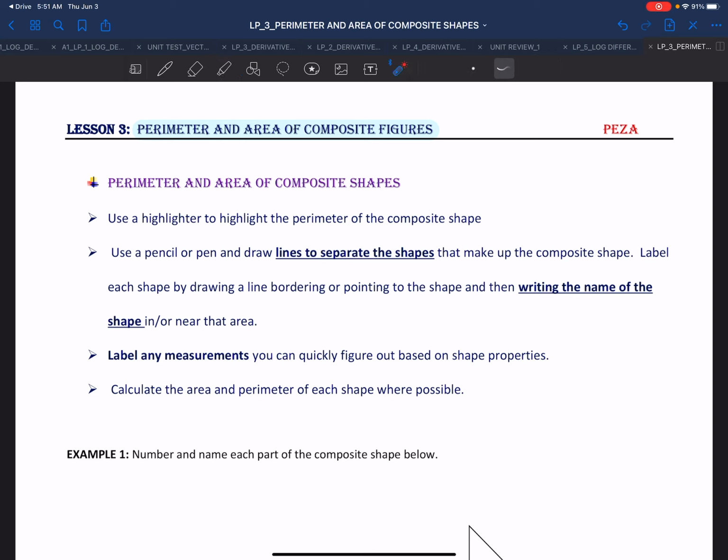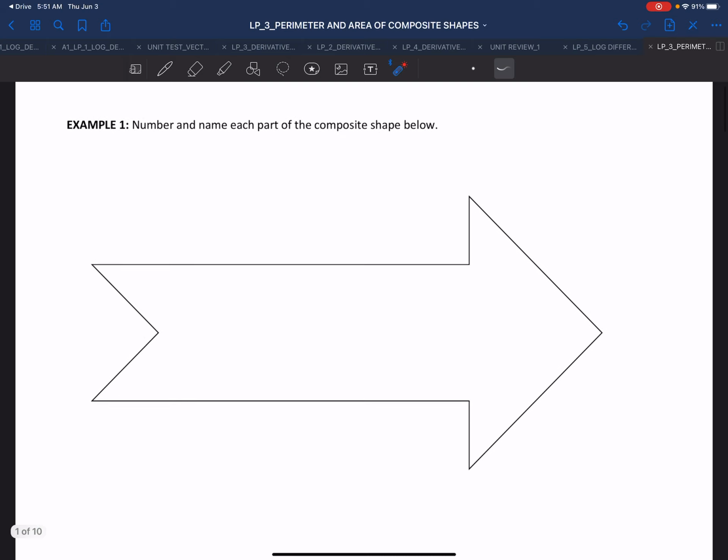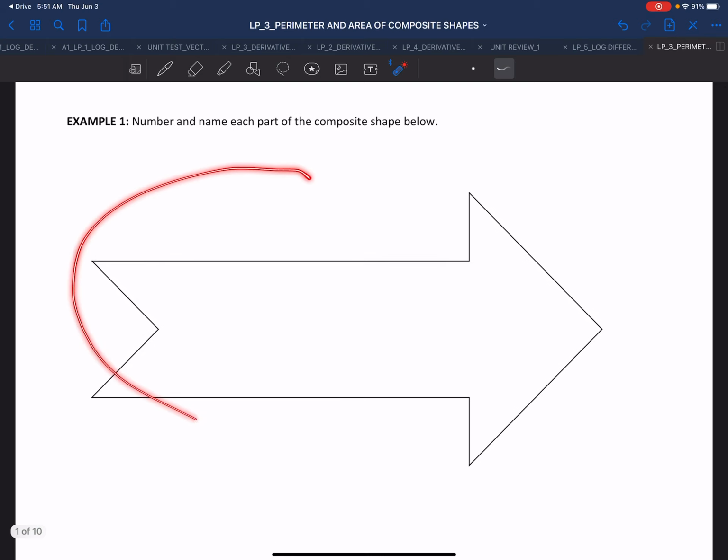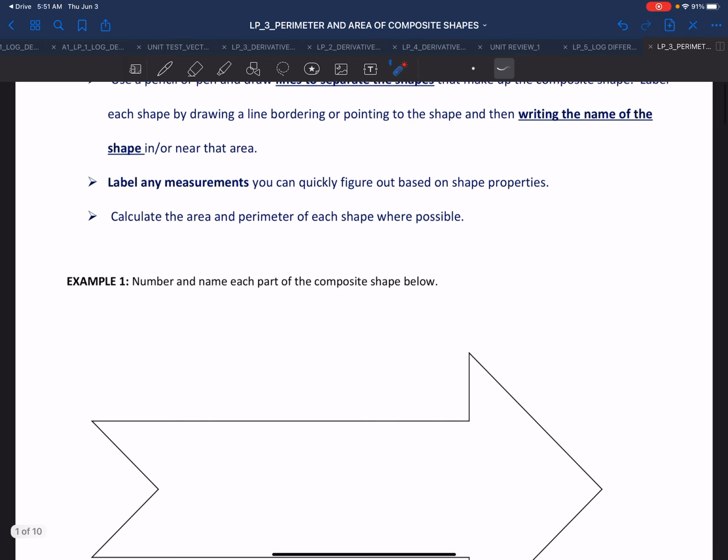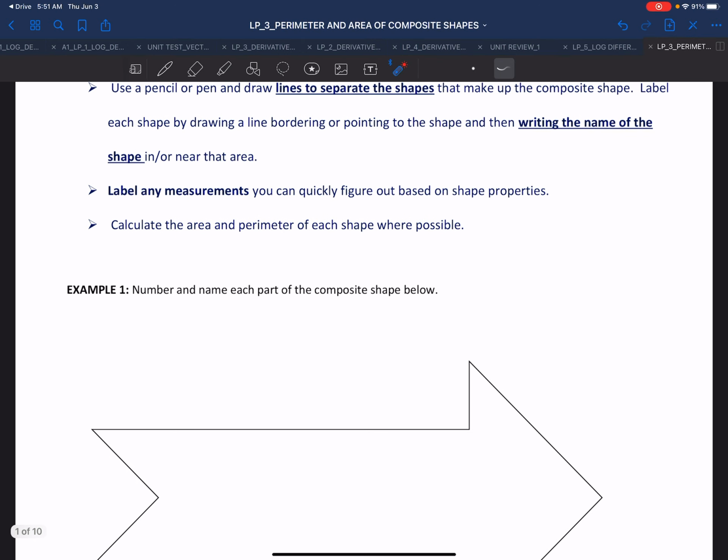And in order to find the perimeter and the area of such composite shapes, we will have to break them down or decompose them into the simpler basic geometric shapes they're made of. So, as an example, I brought in this shape. It looks like an arrow.